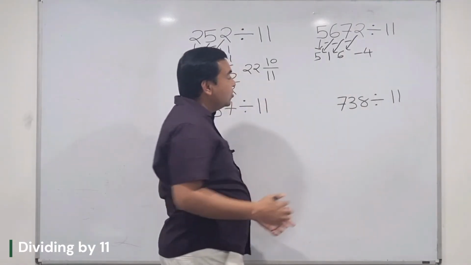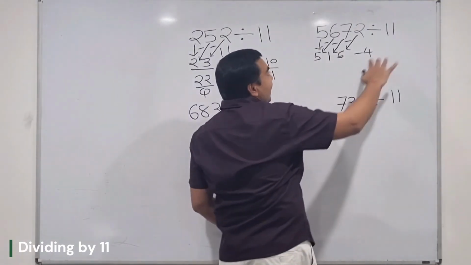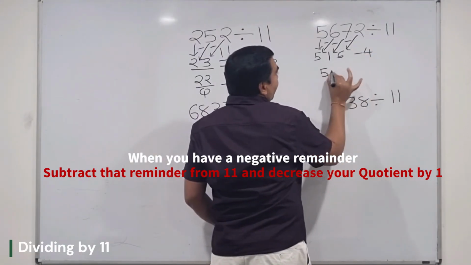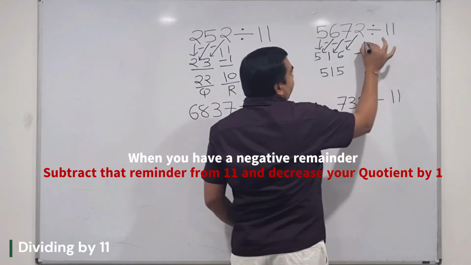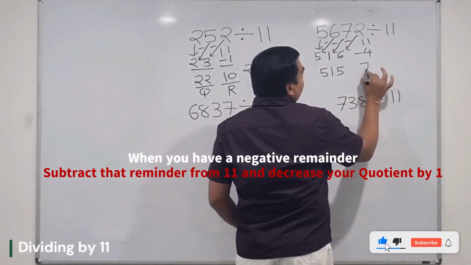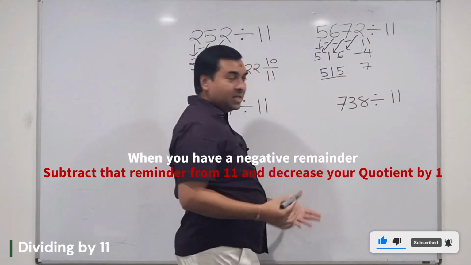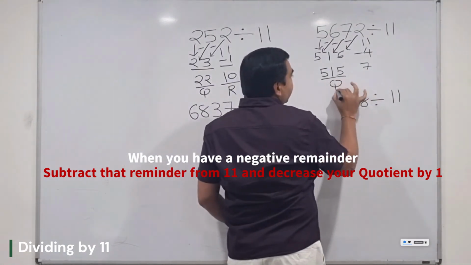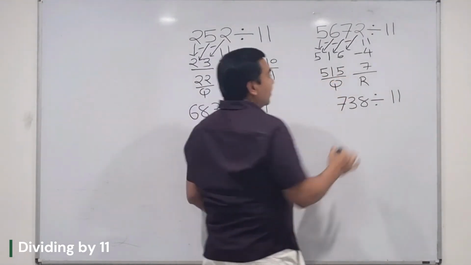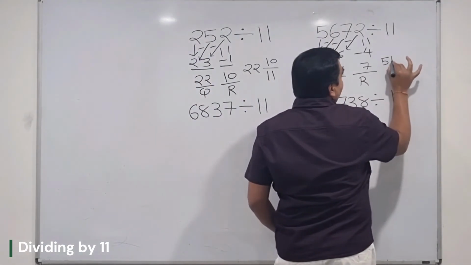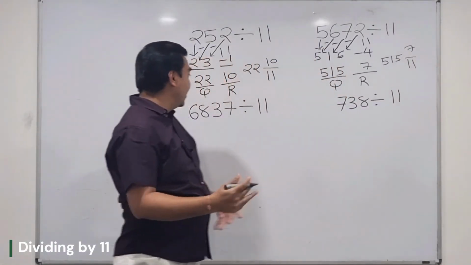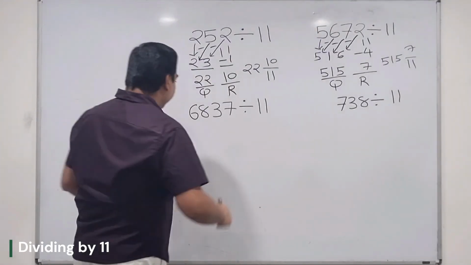So what we are going to do, we'll reduce this number by 1 and we are going to give 11 there. So this is going to be 515 and we can give 11 here. So 11 minus 4, which is going to be 7. So this 515 is my quotient and 7 is my remainder. And if I write down the number as a mixed fraction, I can write it down as 515 and 7 over 11. Now I believe you got it, yeah? So let's see the next question.